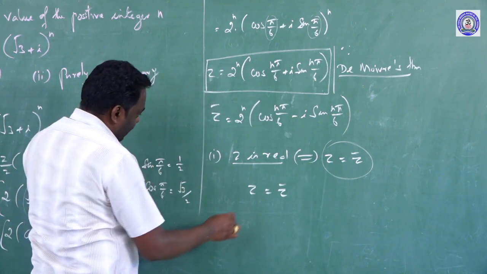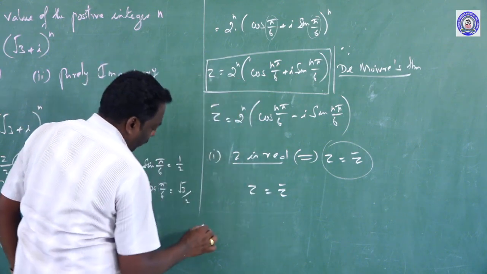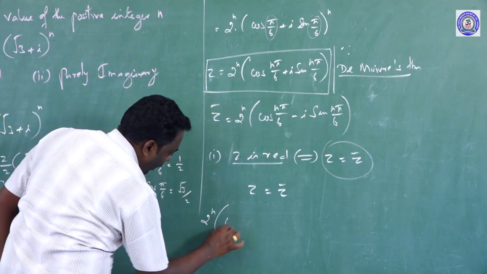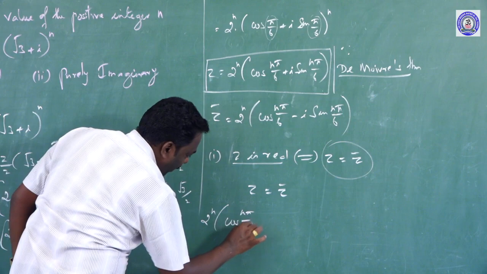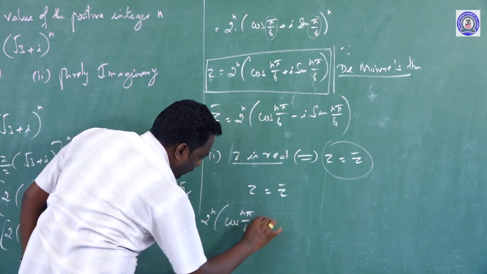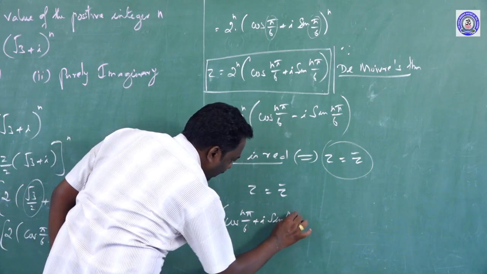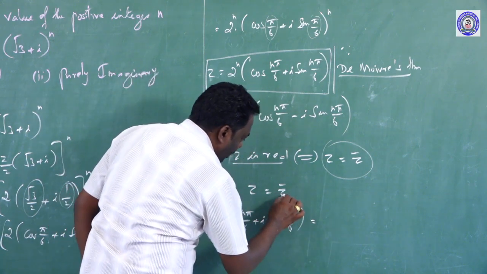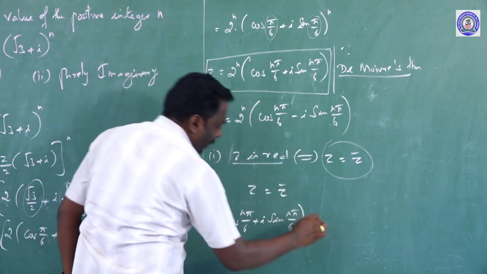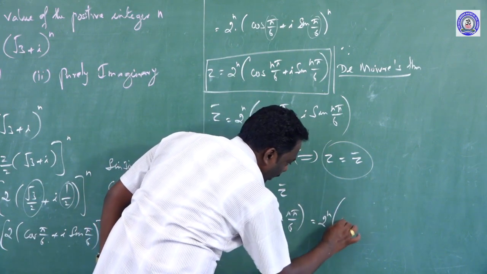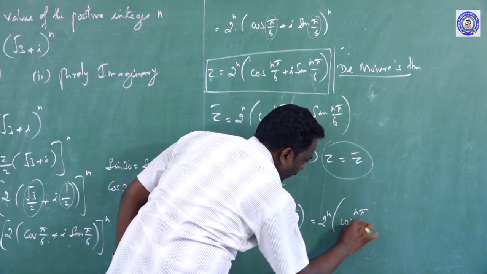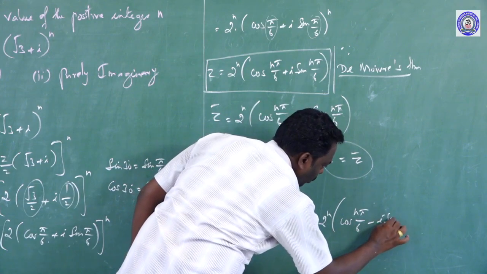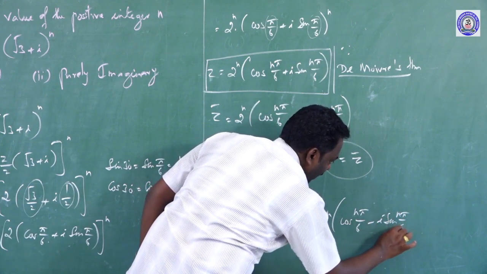What is the left hand side of the equation? It is Z. Replace this term: 2 power n into cos n pi by 6 plus i into sin n pi by 6. That is the left hand side Z, and it is equal to Z bar. Z bar equals this term: 2 power n into cos n pi by 6 minus i into sin n pi by 6.